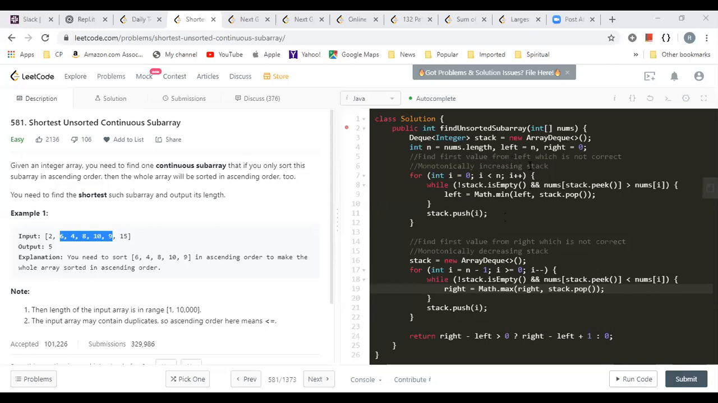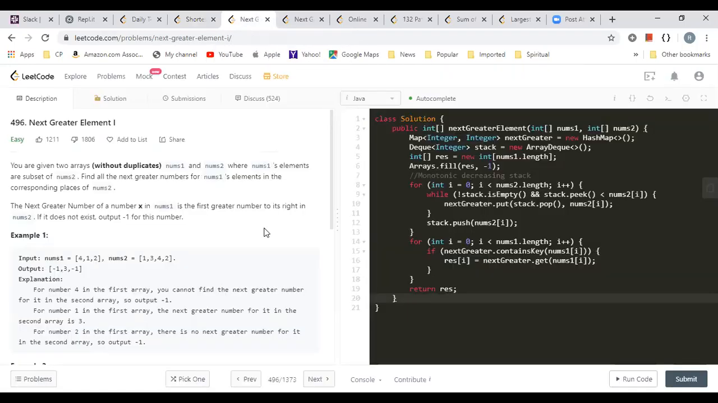Find the first value from the left which is not correct; we are building a monotonically increasing stack for that. We found the leftmost value. Similarly, going from right to left, we did the same thing and figured out the right value. After that, we just return the difference between them. So that's this problem. Take a look later, try to solve it yourself, and then you will understand better. So we can go to the next problem.